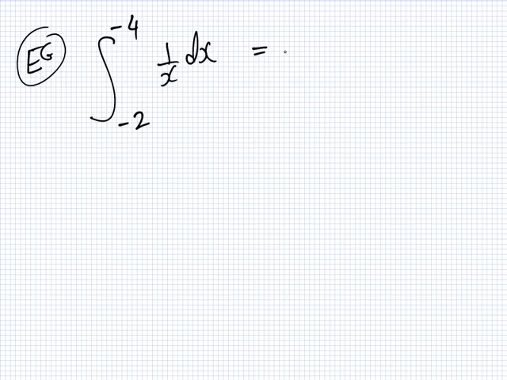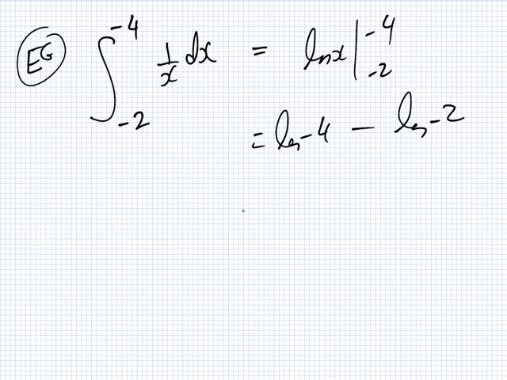You need a simple rule, and you're making it too complicated. This becomes log x from minus 2 to minus 4, which is log minus 4 minus log minus 2, which is log of minus 4 over minus 2, which is log 2. So, give me a simple rule.